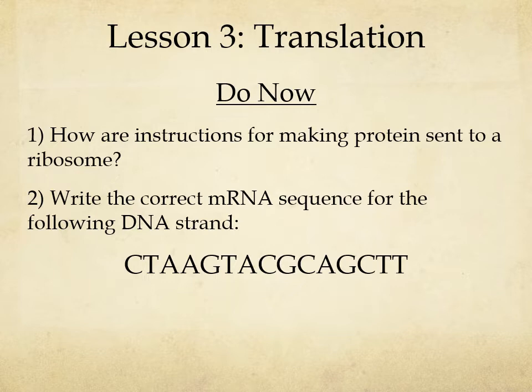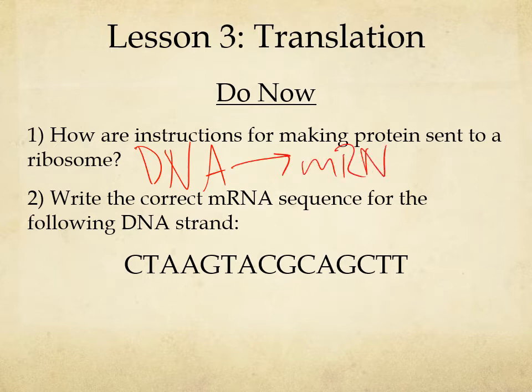Taking a look at this from the other day. How are instructions for making protein sent to a ribosome? Hopefully by now you remember that DNA is the instructions for making protein, and that's unfortunately in the nucleus, and it has to get to the ribosome outside in the cytoplasm. So DNA makes a small copy that's in the form of RNA, messenger RNA, the mRNA, and that's how it's going to happen.